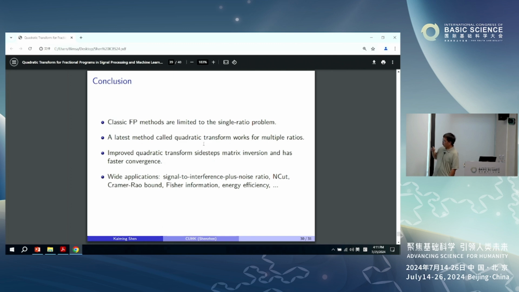And lastly, I would like to point out that the applications of FP are by no means limited to signal processing and wireless communications and data clustering. They have a wide range of applications because many key measures are fractionally structured. For example, the signal to interference plus noise ratio, which is extensively used in communication systems, and also the Cramer-Rao bound, which is extensively used in statistics and radar signal processing, and also energy efficiency. There are lots of applications there. Okay, thank you. That's all for my talk.